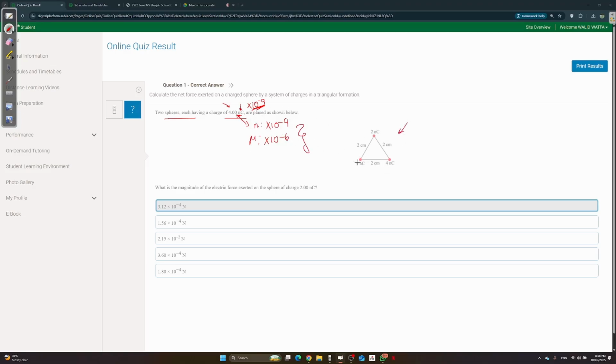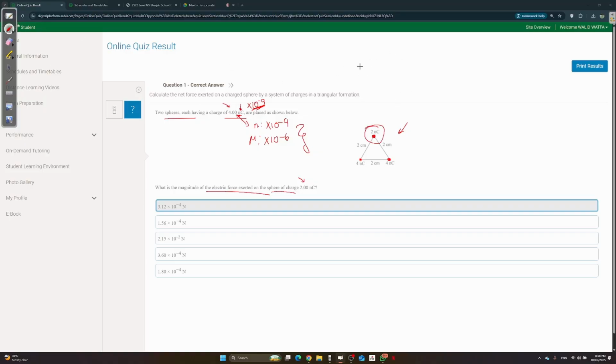Okay, so anyways, they gave you 3 charges. You see them? 1, 2, 3. They're arranged in a triangle shape. Basically, they're asking you to find the electric force exerted on the sphere of charge 2 nanocoulombs. So which one is that? That's the one over here.